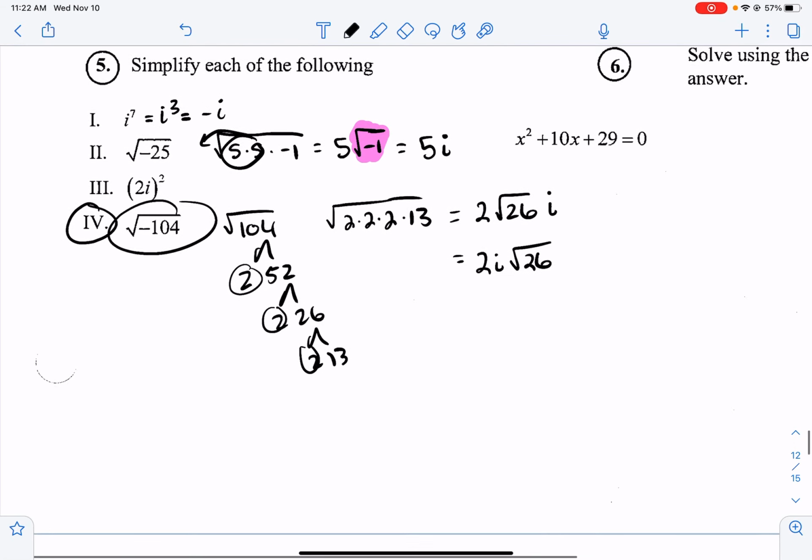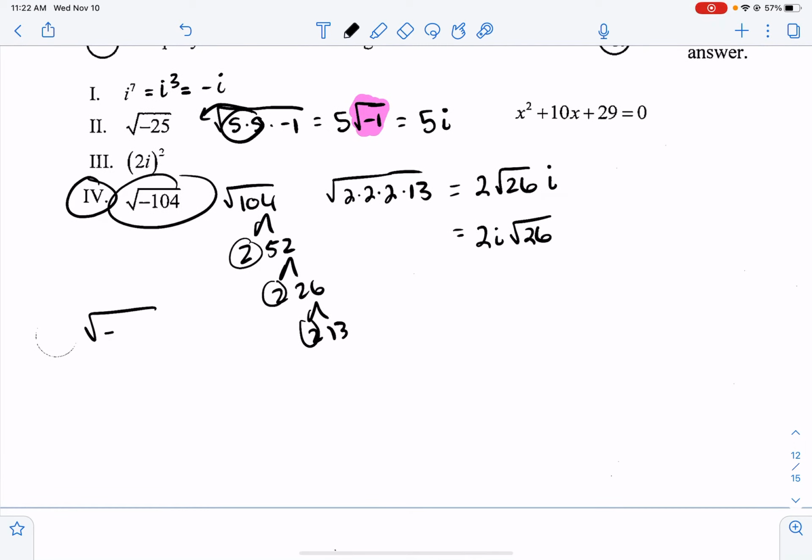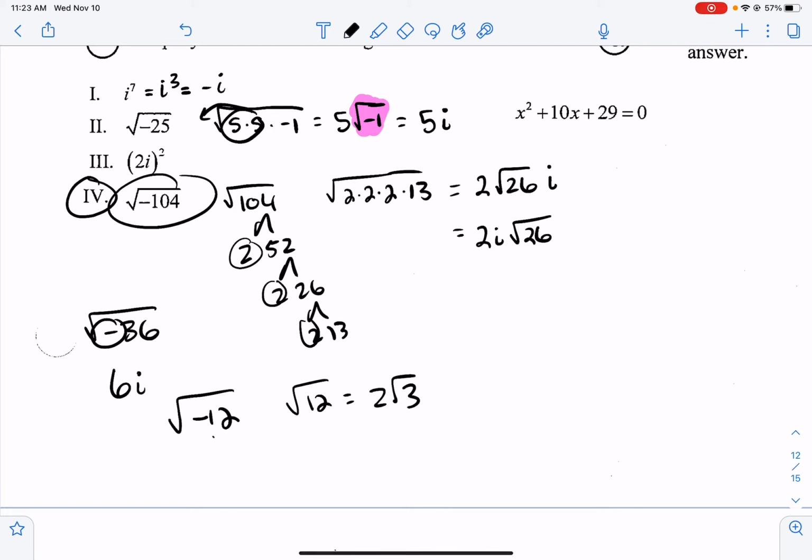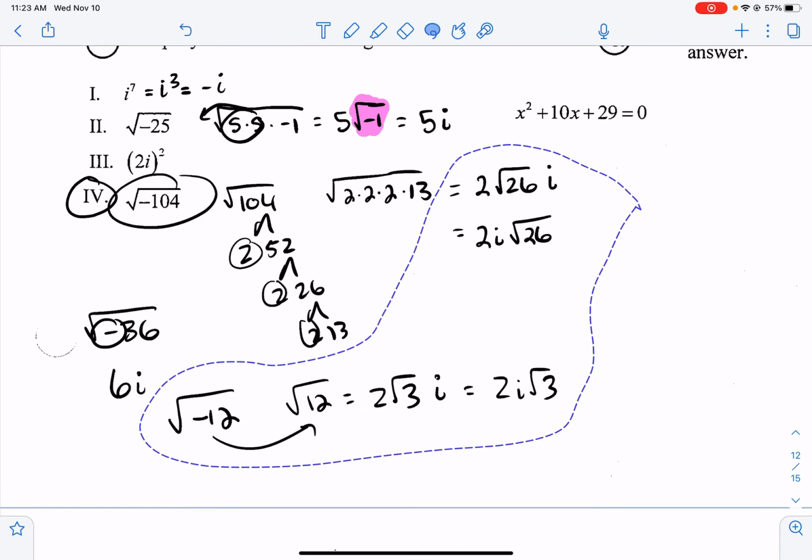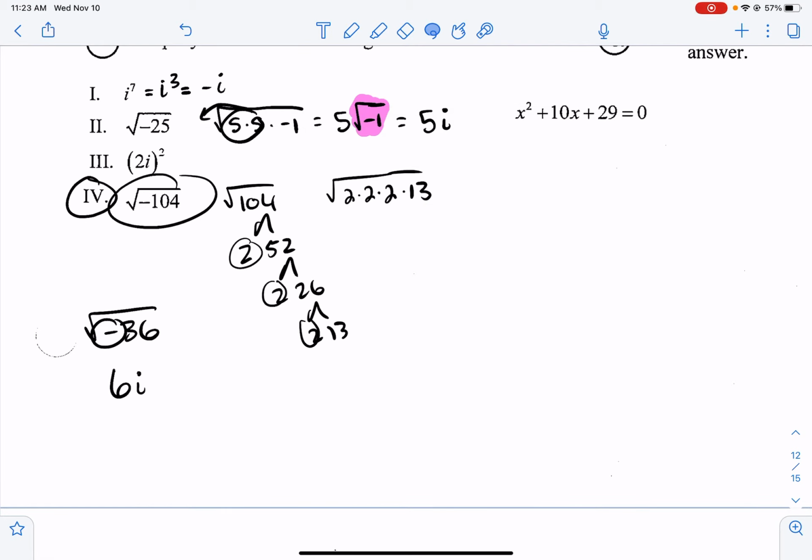Okay, so anytime you see a square root of a negative, the square root of negative 36, well, the square root of 36 is 6. But I have to deal with this negative, so I just add an i. The square root of negative 12, well, the square root of positive 12 is 2 root 3. All I have to do is replace that negative with an i. So it becomes 2 root 3 with an i, or 2i root 3. So anytime you have a negative, deal with it really quickly. Pretend it's not there, and then add an i to your answer.